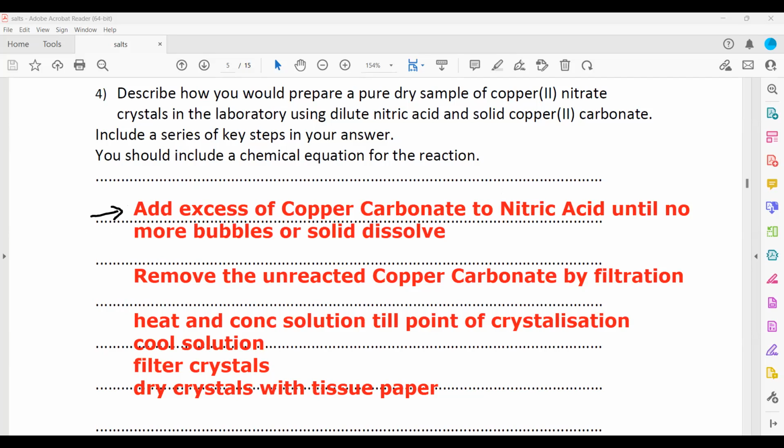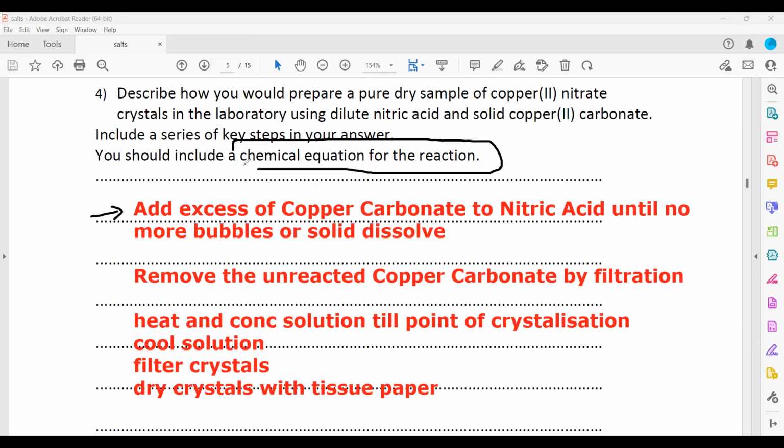The mark distribution: when you mention add copper carbonate until no more bubbles form, that is 1 mark. You filter to remove unreacted copper carbonate, that is the 2nd mark. Then evaporate, like heat and concentrate the solution, 3rd mark. Until point of crystallization, 4th mark. And cool, filter and dry is actually the 5th mark. And 1 mark is for the equation as well. As they mentioned, include a chemical equation. So they mentioned that you have to write an equation for that.